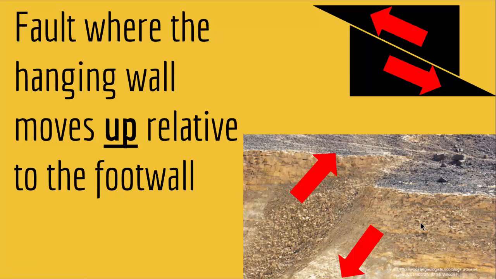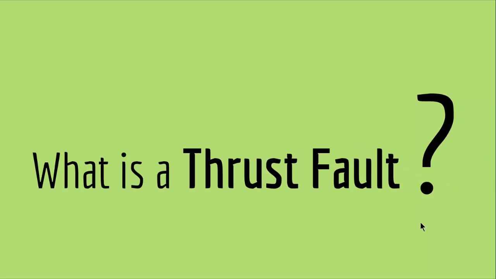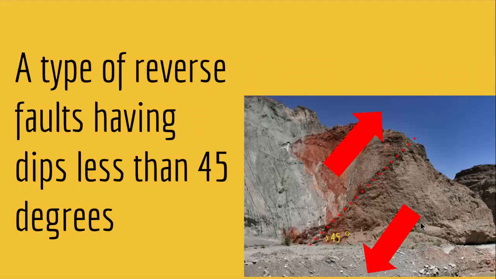The last type of dip-slip faults that we have is called a thrust fault. So what is a thrust fault? Well, a thrust fault is a type of reverse fault having a dip of less than 45 degrees. So thrust faults are reverse faults, but in thrust faults, the angle of the fault is less than 45 degrees. So just like you see here, this is the fault line and this side went up, this side went down.